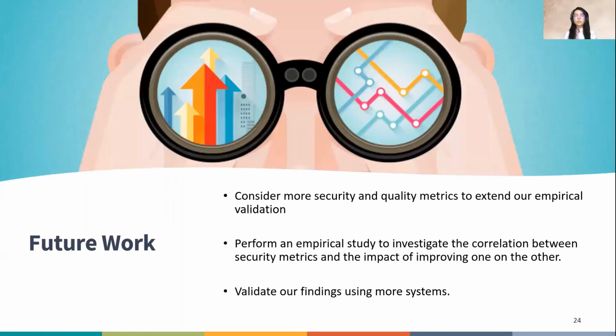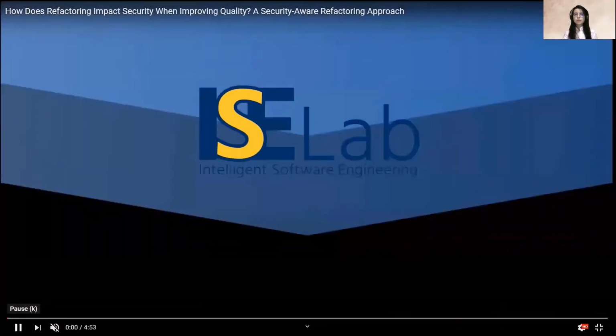For our future work, we are planning to consider more security and quality metrics to extend our empirical validation. We are also planning to perform an empirical study to investigate the correlation between security metrics and the impact of improving one on the other. And finally, we are planning to validate our findings using more systems.